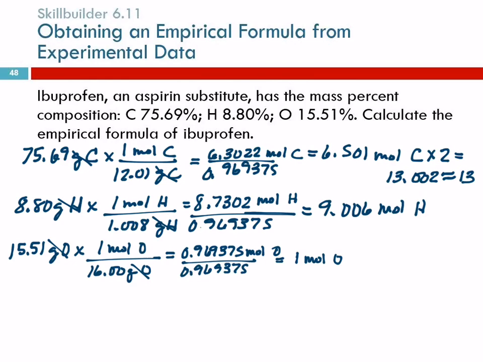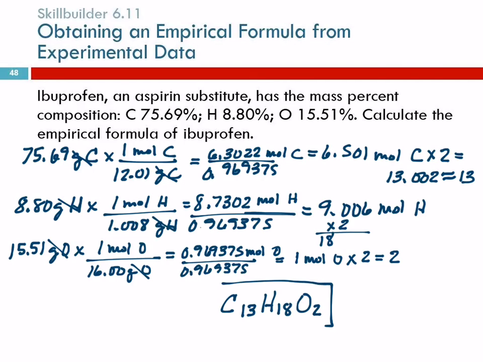If we don't multiply the other ones by 2 also, then we'll have changed the ratio. We have to be fair. If you multiply the carbon by 2, you have to multiply the hydrogen by 2 and the oxygen by 2. So this one times 2 is going to give us 18, and this one times 2 is going to give us 2. So those are our numbers. The carbon has a subscript of 13, the hydrogen has a subscript of 18, and the oxygen has a subscript of 2. Those numbers may seem a little big, but ibuprofen's a big molecule. Any questions?